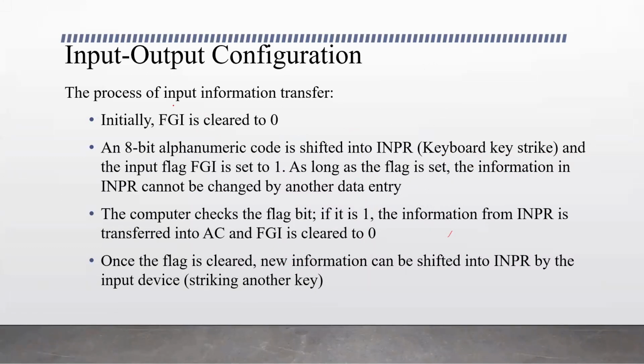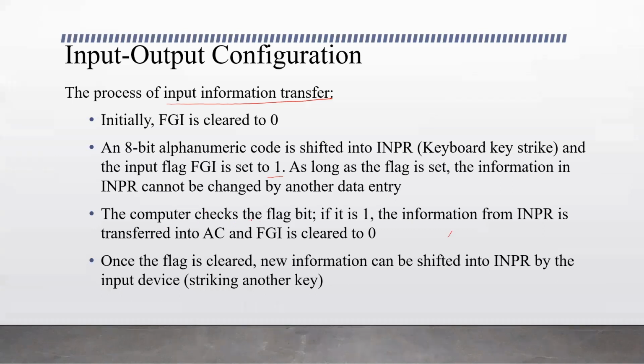The processing steps of input information transfer: initially FGI is cleared to 0. The 8-bit alphanumeric code is shifted into INPR, and the input flag is set to 1. When the input is shifted into the input register INPR, FGI is set to 1. As long as the flag is set, information in INPR cannot be changed by another data entry. As long as it is 1, no more input can be transmitted to INPR. Once that is accepted by the computer, it will be set to 0. Then the transmission from the input terminal to INPR can be done.